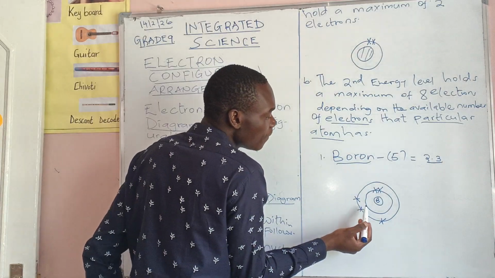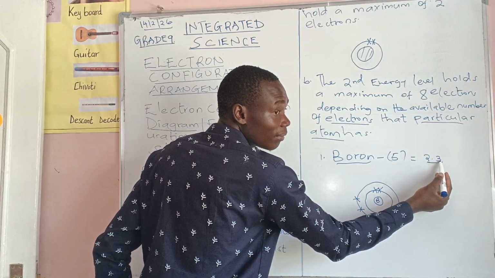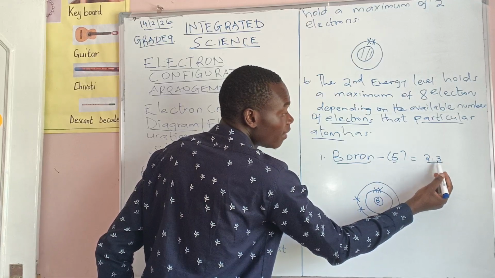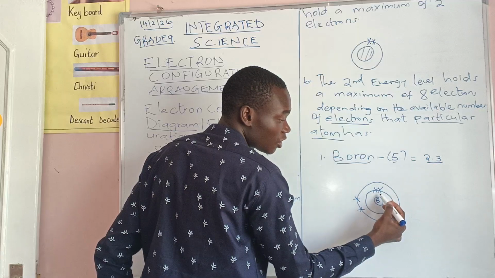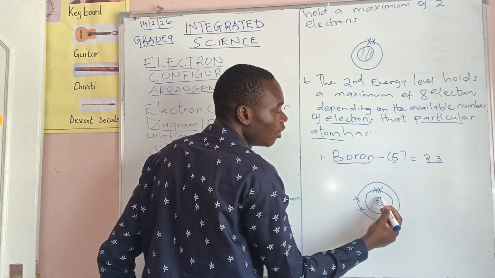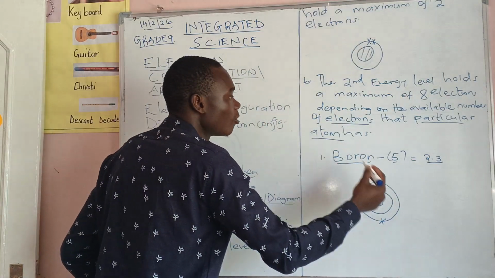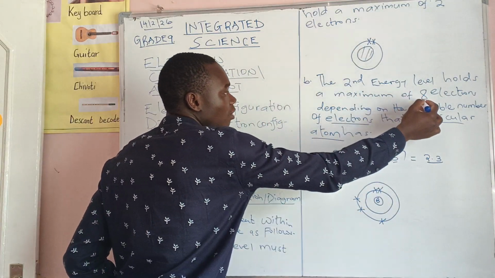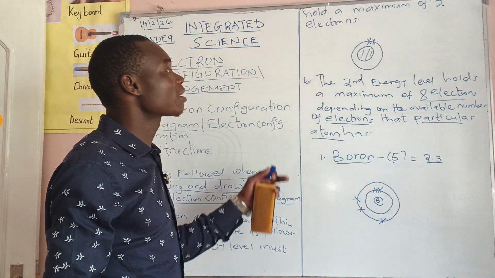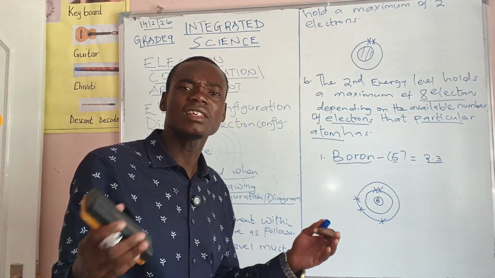So we are beginning. The first energy level holds 2. And then what remains? We have 3 electrons because it is number 5. So 2 plus 3 is 5. The first energy level has 2, followed by the second energy level holding only 3. Remember, it can accommodate 8 electrons. So instead of saying holds, we can say it accommodates a maximum of 8 electrons. That is how other books say it, but they mean the same thing.